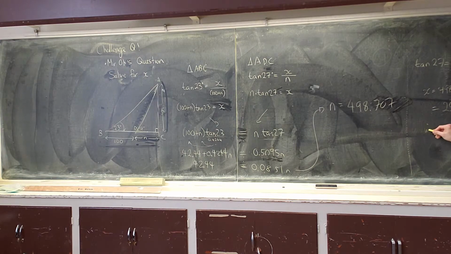Okay, therefore, the height, in this case the x value, is 254.103, so about 254, was it? Okay.